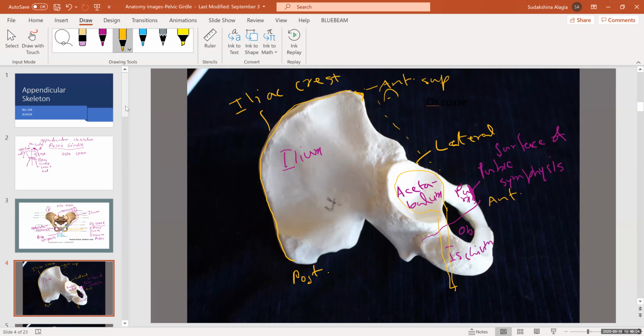Superior, because if we number this as 1, 2, the superior iliac spine. Of course, then what would we call this number 2? Anterior inferior iliac spine. Exactly, anterior inferior iliac spine.